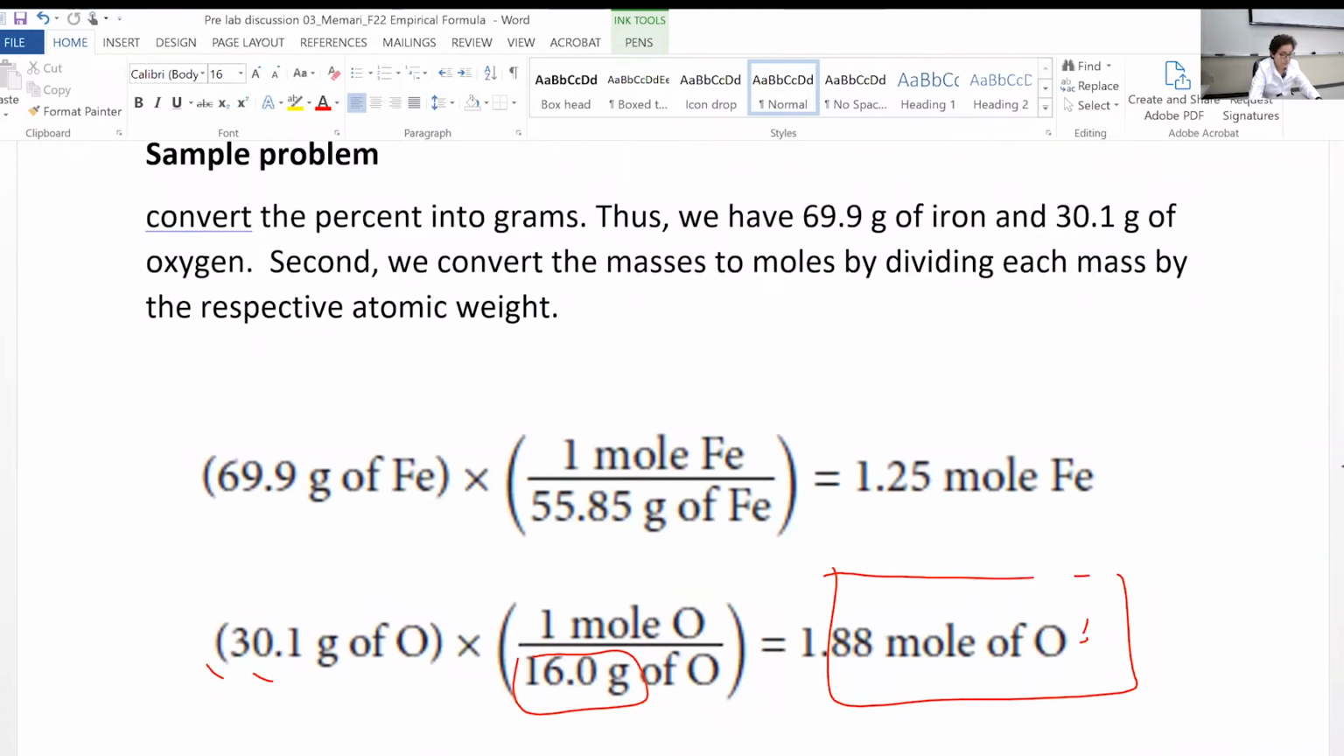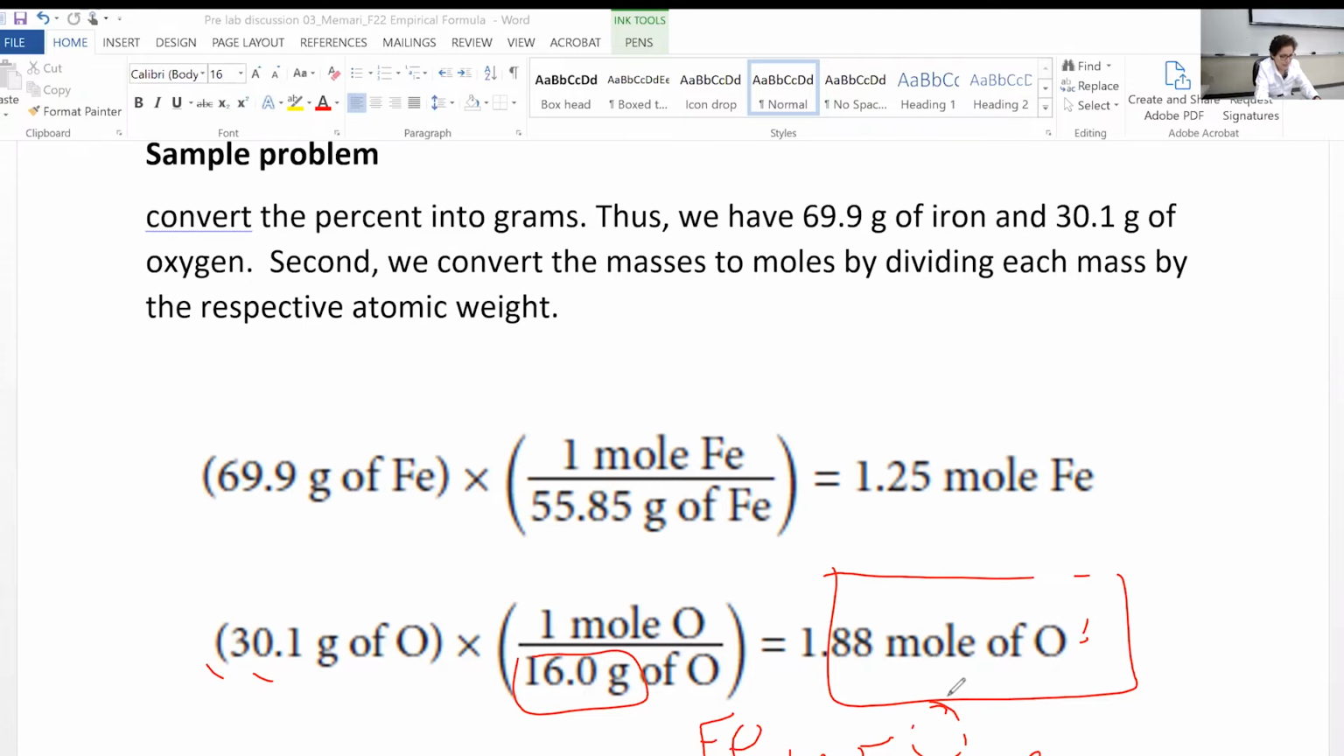But when you are doing an empirical formula, please make sure that you use the atomic mass for oxygen, which is 16. So we have 30.1 grams of oxygen. You multiply by the ratio of 1 mole oxygen is 16.0 grams of oxygen, and you find the number of moles of oxygen. If we had a whole number for the iron and for oxygen, we would be done with finding the empirical formula. Now we don't have whole numbers, so we have Fe is 1.25 and oxygen is 1.88.